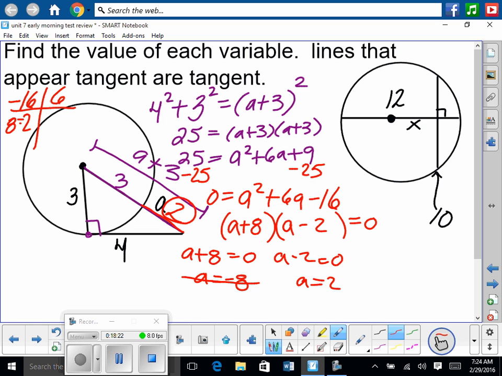So a is equal to 2. There's our final answer. So that took quite a bit of work, didn't it? But you can do it. Okay, sweet. Okay, let's go through and find, let me give myself some room.